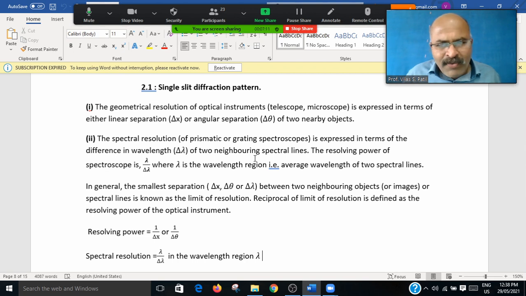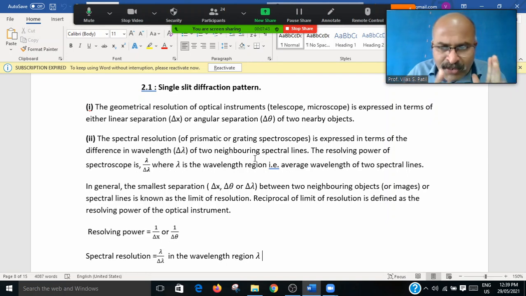That is the variation in wavelength between two neighboring spectral lines. Now for the resolving power of the spectrometer: if there is a change in wavelength of the spectral line, it is delta lambda. A change in width is delta x. A change in angular separation is delta theta. Then what is the formula for the resolving power?